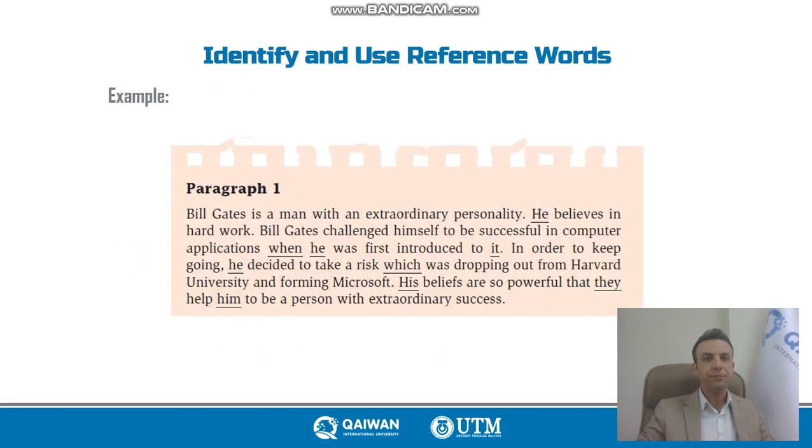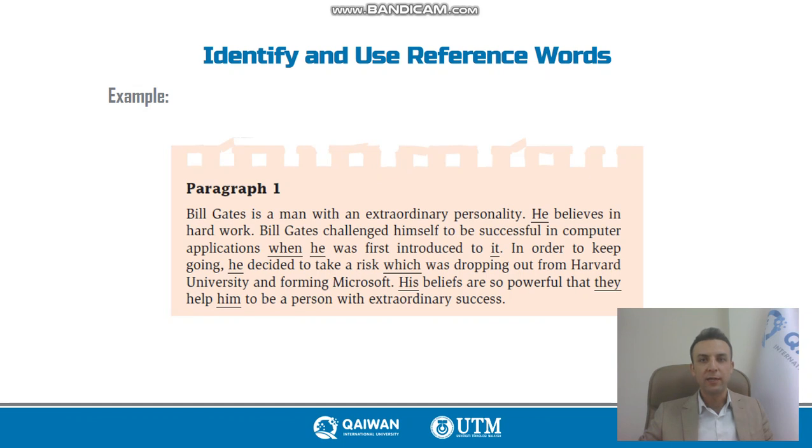Well, we have an example here, a short paragraph, which is about Bill Gates. When you go through the paragraph, you realize that we have many words that refer to things or people. As an example, we say Bill Gates is a man with an extraordinary personality. Then we say he believes in hard work. He in this sentence is anaphoric referencing because it refers to a word which is Bill Gates that has already been mentioned here.